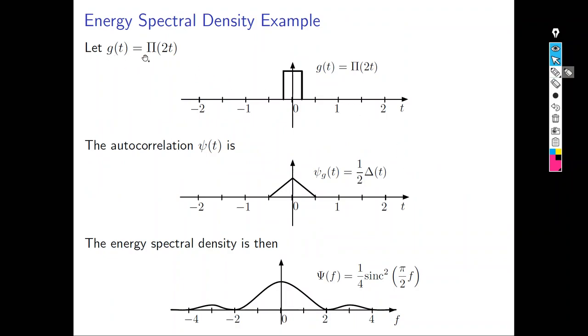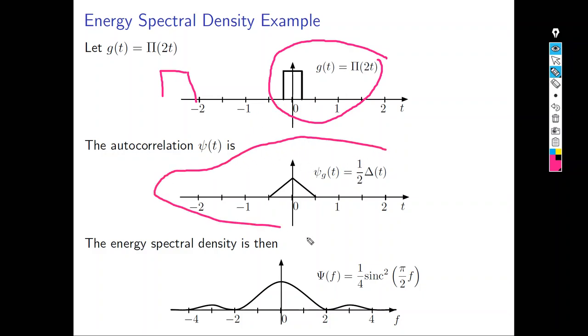Now, let's take another example. You have a signal G of T, and this is Rec 2T, as you can see here. I tell you in the exam, find the autocorrelation function. What do you do? You bring another G of T here, shift them towards each other, multiply and sum. You will get a result. What's the result? The result is this. This is the autocorrelation function.